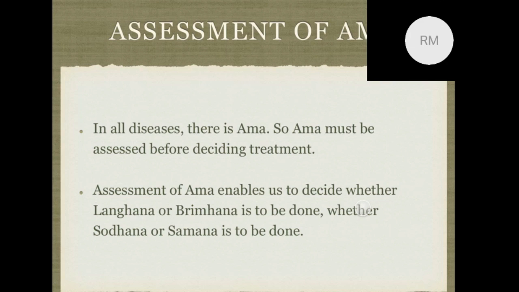So in Ayurveda, treatments can be broadly classified as Langhana or Brahmana. Langhana means catabolic method of treatment, and Brahmana means anabolic method of treatment. And then in Ayurveda, we have Shodhana or Shamana, which means in Shodhana, we do cleansing procedures. In Shamana, we do regulation of the body functions. So these are categories, approaches to treatment. And in order to decide what line of treatment we have to choose, it's important for us to assess Ama.